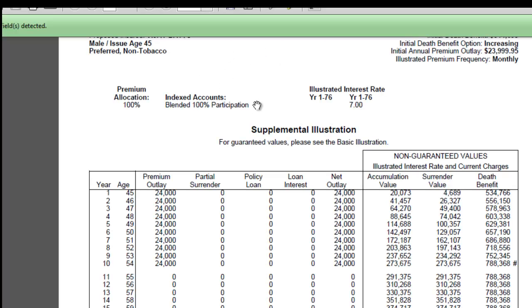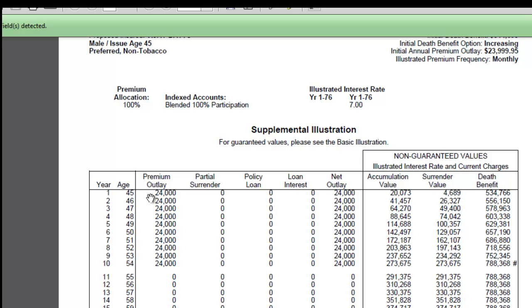So here's an actual illustration: index universal life, male age 45, non-tobacco. Why this age? Well, we know that the younger you are, the less expensive the cost of insurance is, but this is the sweet spot for a person beginning their prime earning years and really being able to sock away money for retirement. So $24,000 a year, that's $2,000 a month. Age 45, we did it for 10 years in a row.